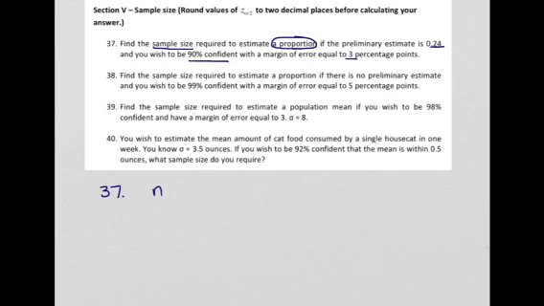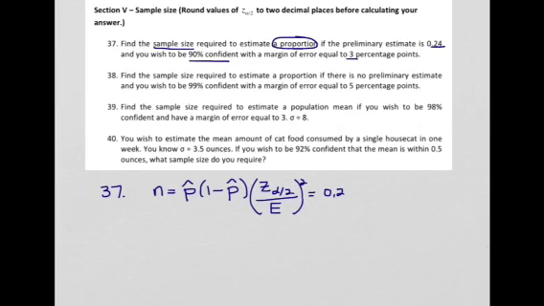And we're going to use the formula n equals our preliminary estimate, p hat, times 1 minus p hat, times z sub alpha over 2 over the margin of error, and this part is squared. So p hat is our preliminary estimate, so that's 0.24. Then we multiply by 1 minus p hat times the square of this fraction. I'm going to put in the margin of error first, e, and that's 3 percentage points, so I'm going to make that 0.03 in the denominator.